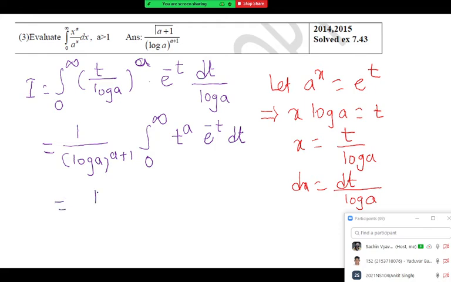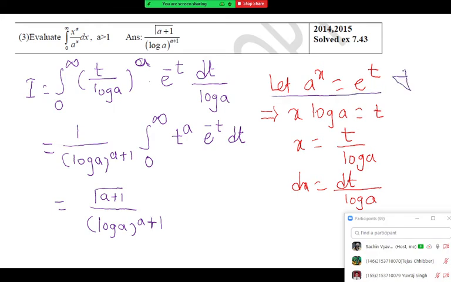Gamma a plus 1, plus 1. Gamma a plus 1, that's the required answer: Gamma a plus 1 upon log a raised to a plus 1. So what is the most important thing in all these examples? The most important thing is this starting line, that you should get the correct substitution. So this one is important.